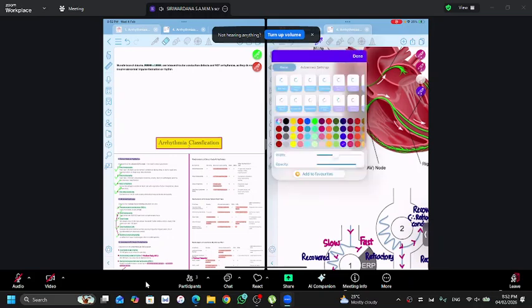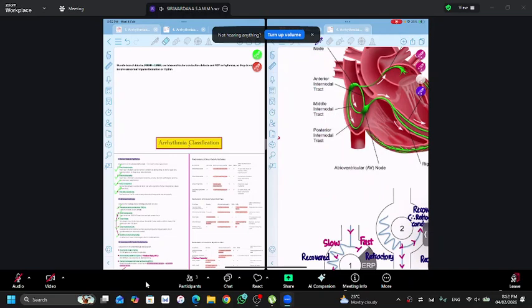Let me put this in a different color. So you have an abnormal circuit running in the AV node like this. So this sends signals up and this sends signals down.